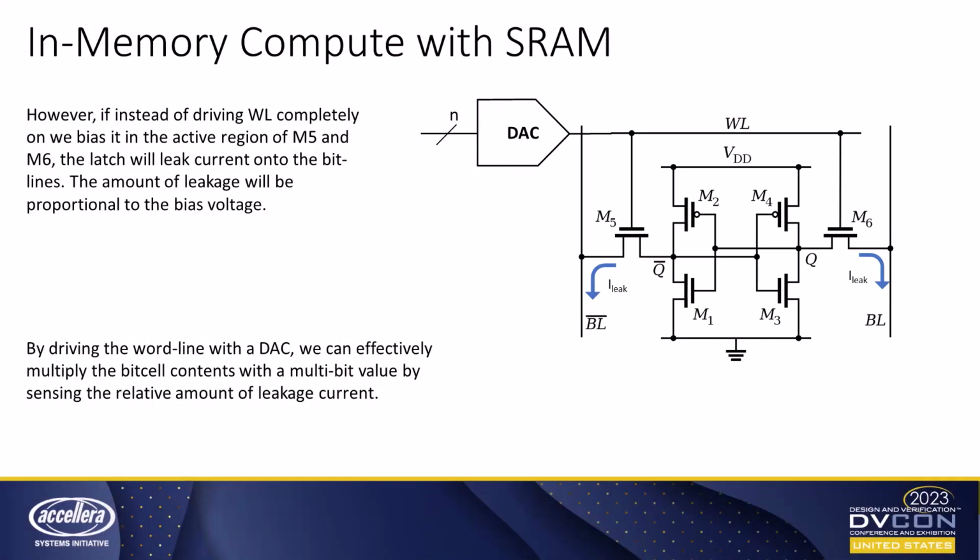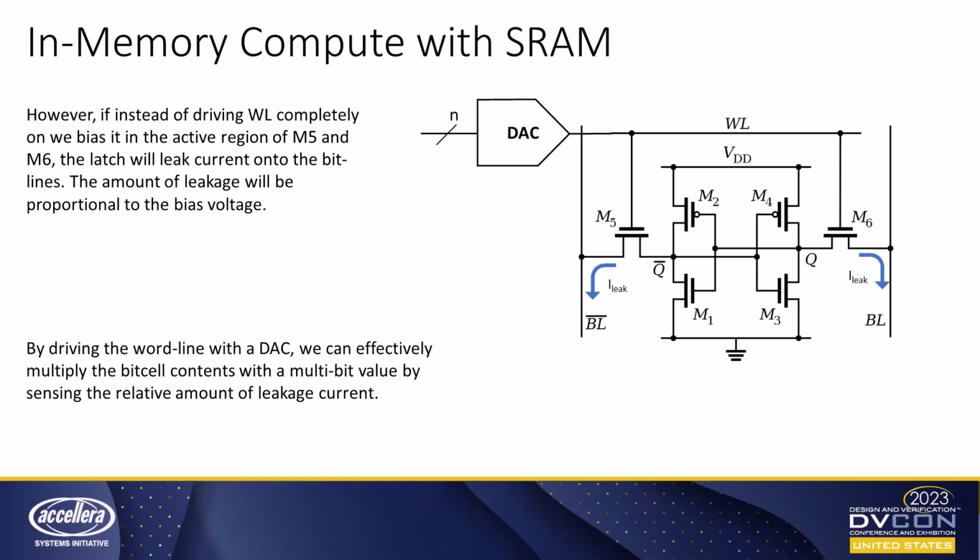Now, if instead of driving the word line completely on, we place it at some voltage that puts the devices M5 and M6 in their active region, then we'll get a partial driving of the bit lines by the contents of the latch. And the current coming out of them will be proportional to the gate voltage on M5 and M6. So if we drive the word line with an N-bit DAC and then measure the current coming out onto the bit lines, we effectively have an N by 1 multiply of the DAC input by whatever is the content stored in the bit cell.